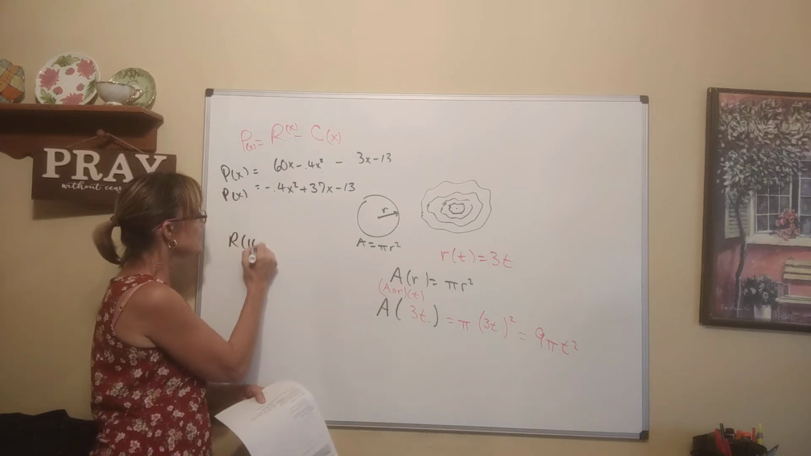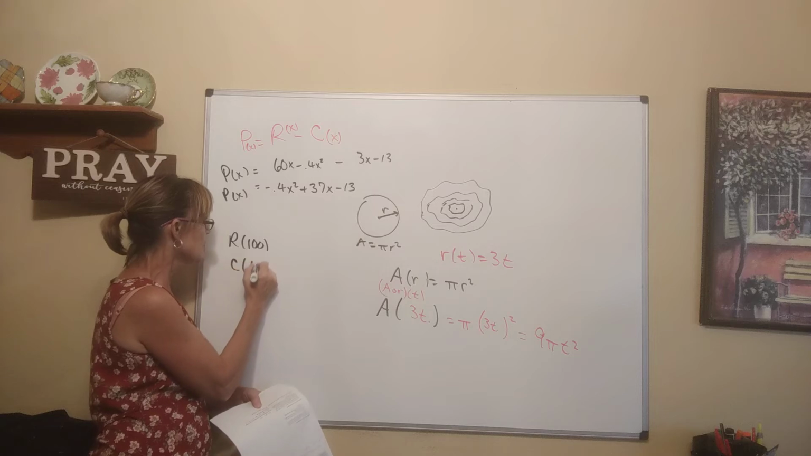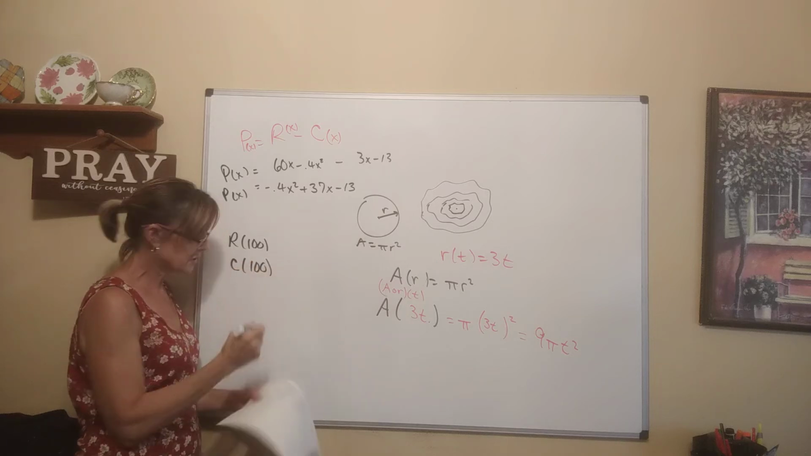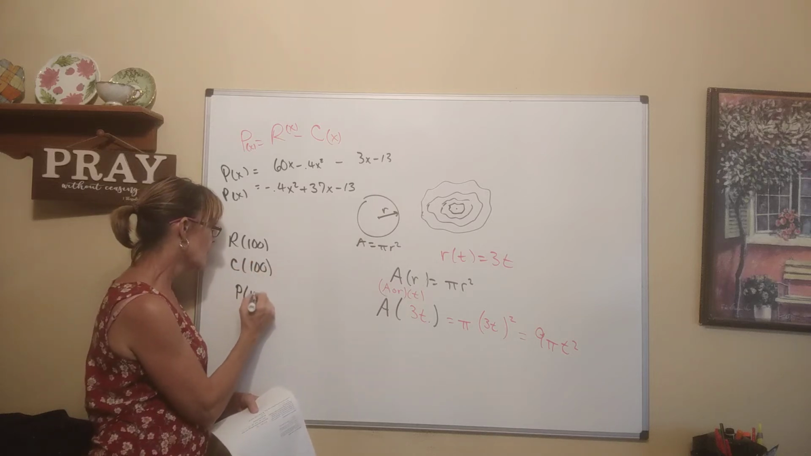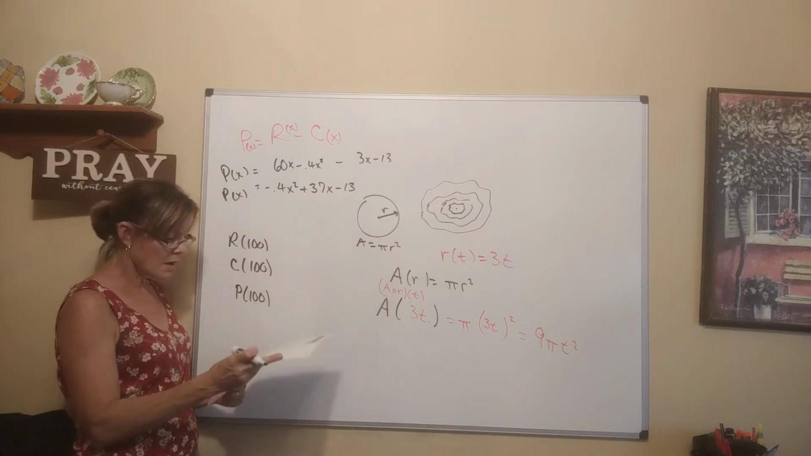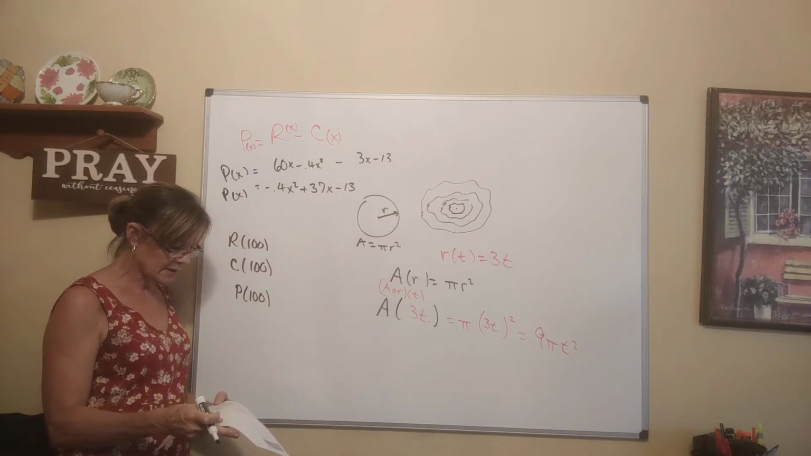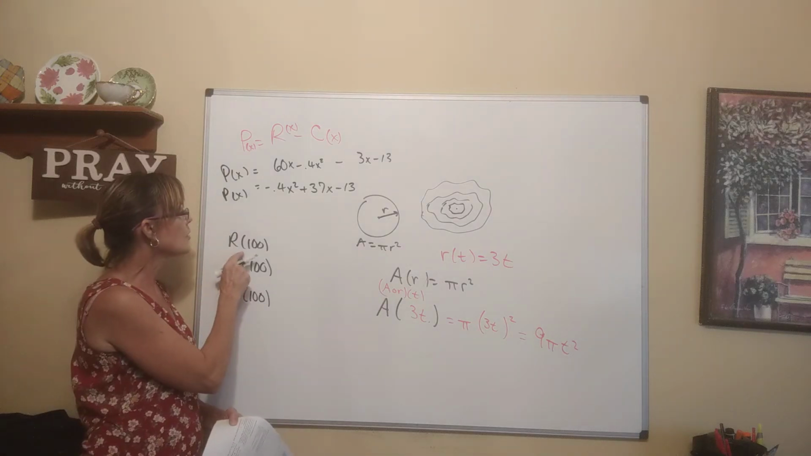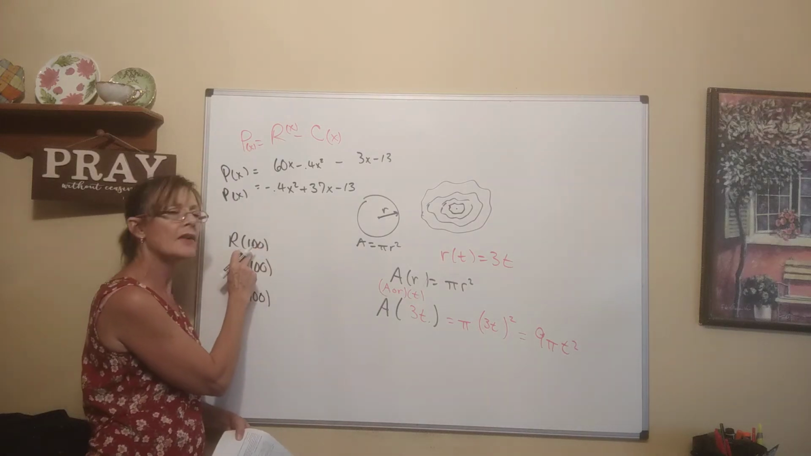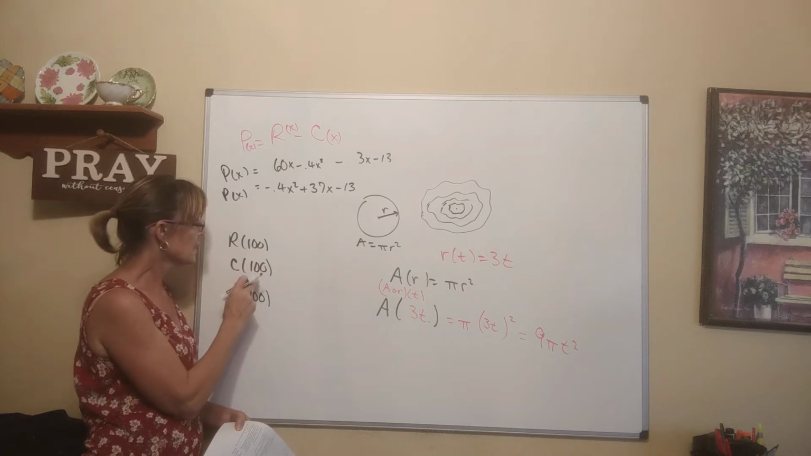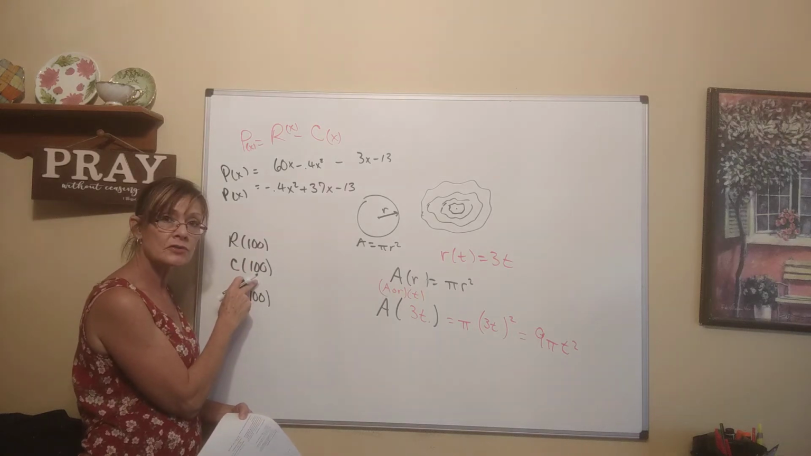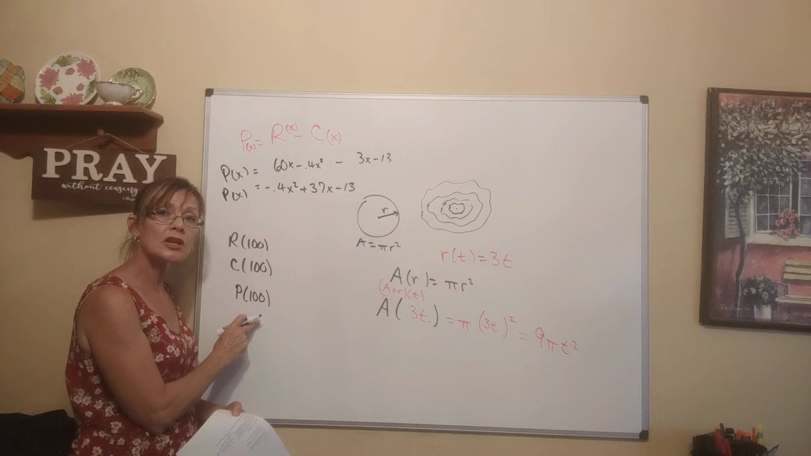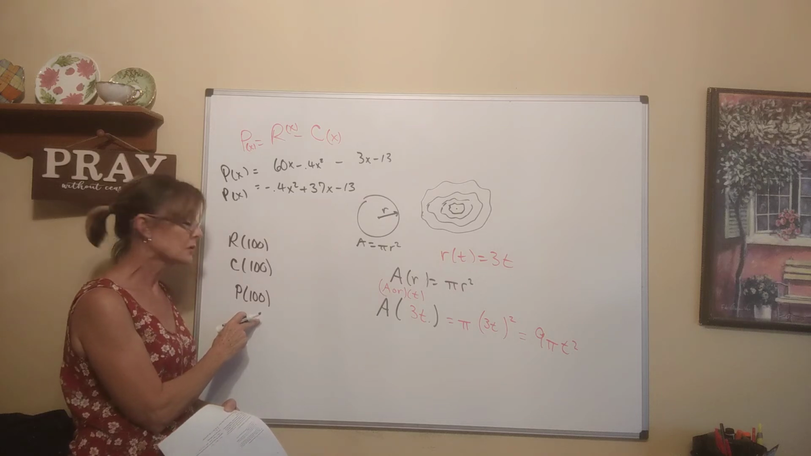Okay, what is R of 100? What is C of 100? And then they want us to find what is P of 100. What does this mean? What does x represent? x represents the amount of tools that are produced. So R of 100 is the amount of revenue you get after you've produced 100 tools. C is the cost of producing 100 tools. And the profit is how much money you keep after you've produced and sold 100 tools.